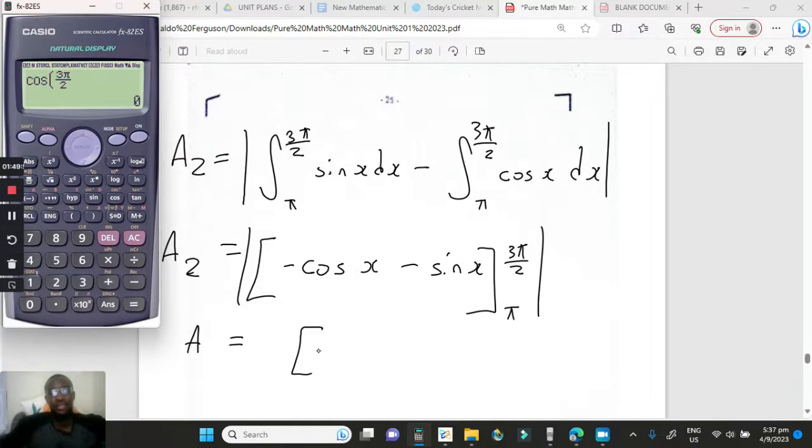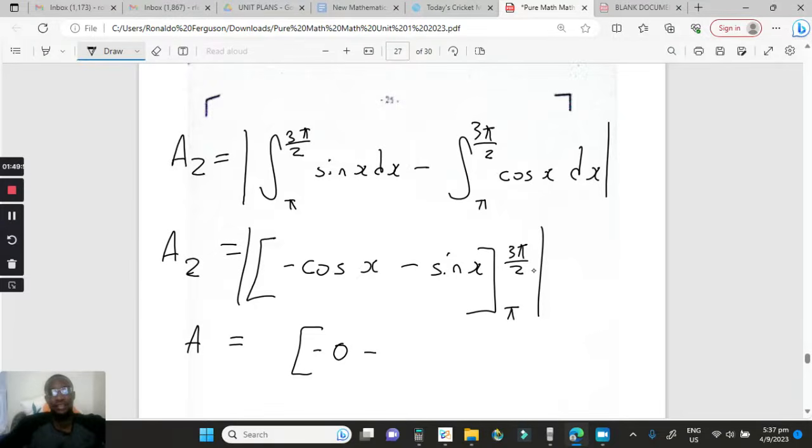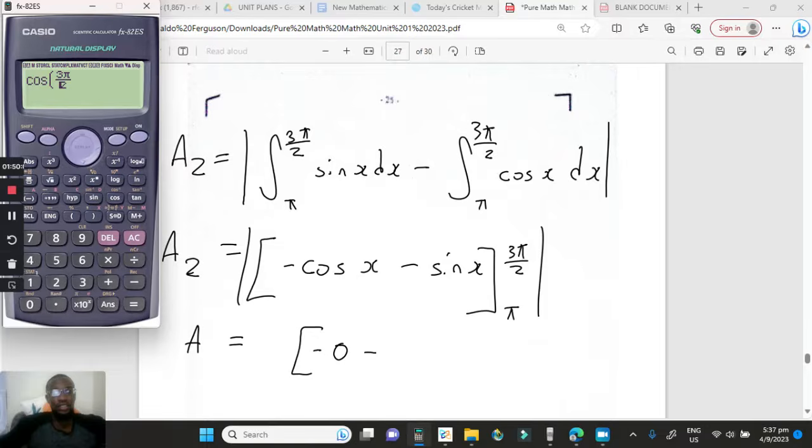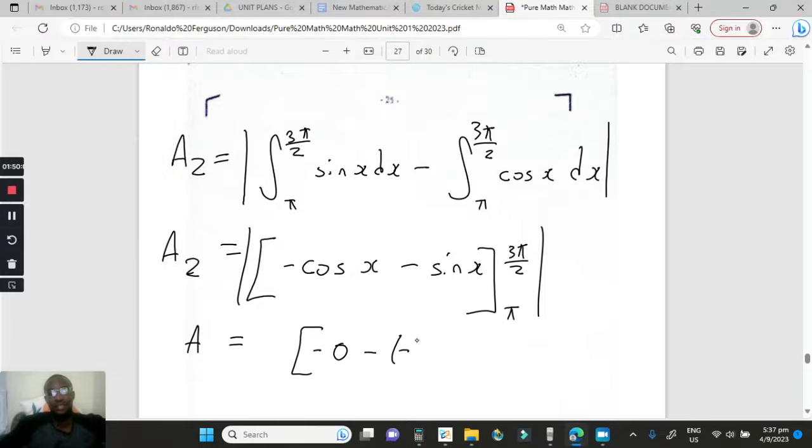That's 0. So this is negative 0 minus sine 3 pi over 2. So change it to sine now. That's negative 1, minus negative 1. Subtract. Put in the pi now. Cos pi, we said cos pi was negative 1, minus sine pi, which we said is 0. Then the result we're going to take modulus.